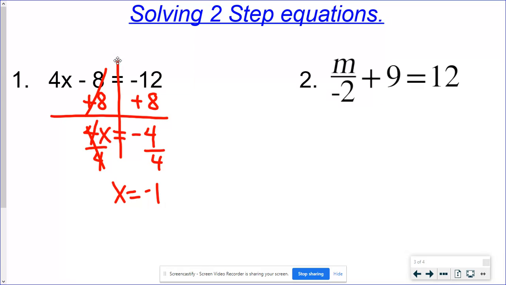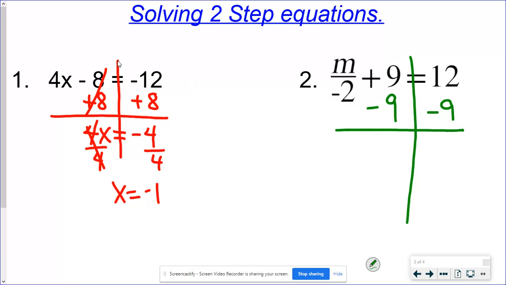For number 2, I would notice that the m is connected to the negative 2. It's not a multiplication, but it is a division. And those two things, the m and the negative 2, those are stuck together right now. I have to get rid of the 9 first. So to get rid of adding 9, I would subtract 9 from both sides. So I have m over negative 2 equals 3.